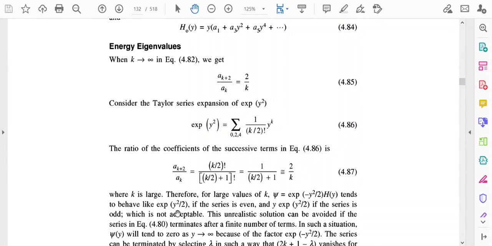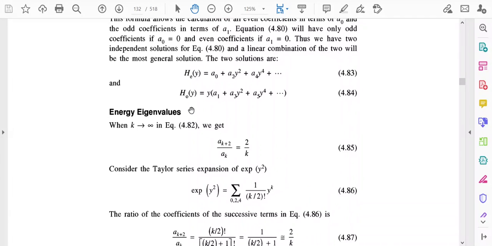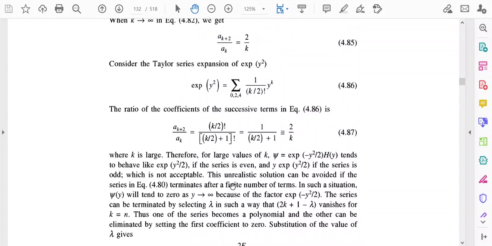And this is for even series. And for odd series, y will be multiplied with e to the power y square by 2. Why will there be multiplication? Because you see, for h0y, that is for the odd series, y has been multiplied with these terms. That is why for the odd series we have taken this factor extra, that is y into e to the power y square by 2.